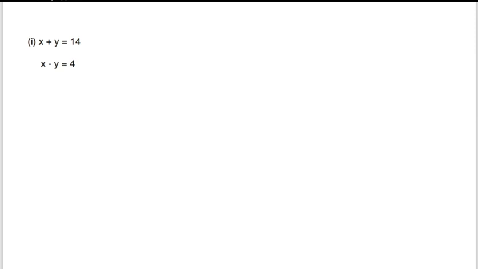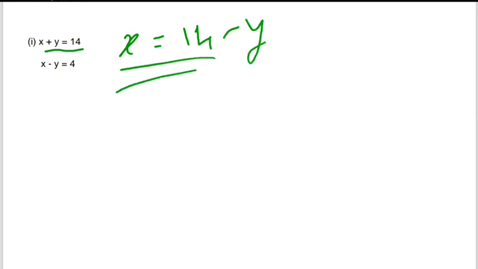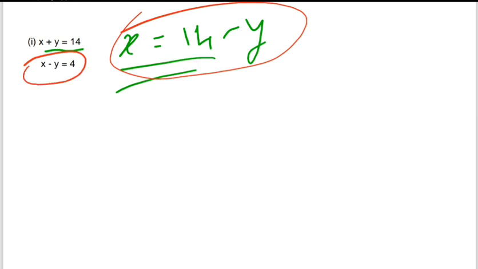For example, the first one is x plus y is equal to 14. So now we are taking the x value, that is x is equal to, if we take y to RHS, it will be in minus sign, so minus y. So the value of x is this. If you put the value of x in the second equation, then x is equal to 14 minus y.